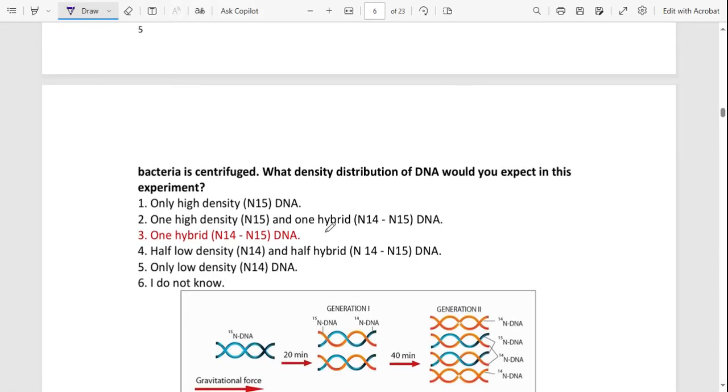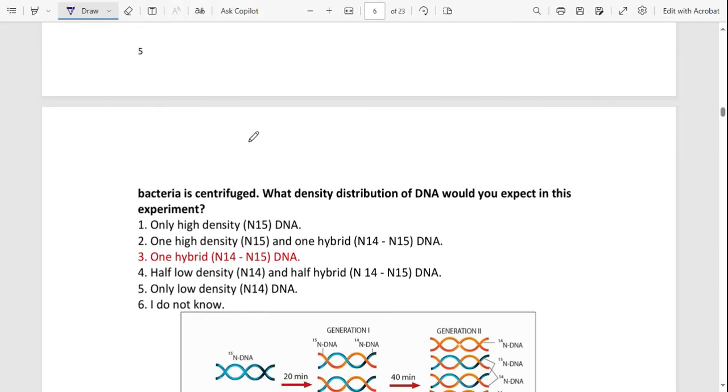So here what you do is, let's say the blue color represents nitrogen 15. So this is the DNA that we have grown, right, in an environment containing nitrogen 15.